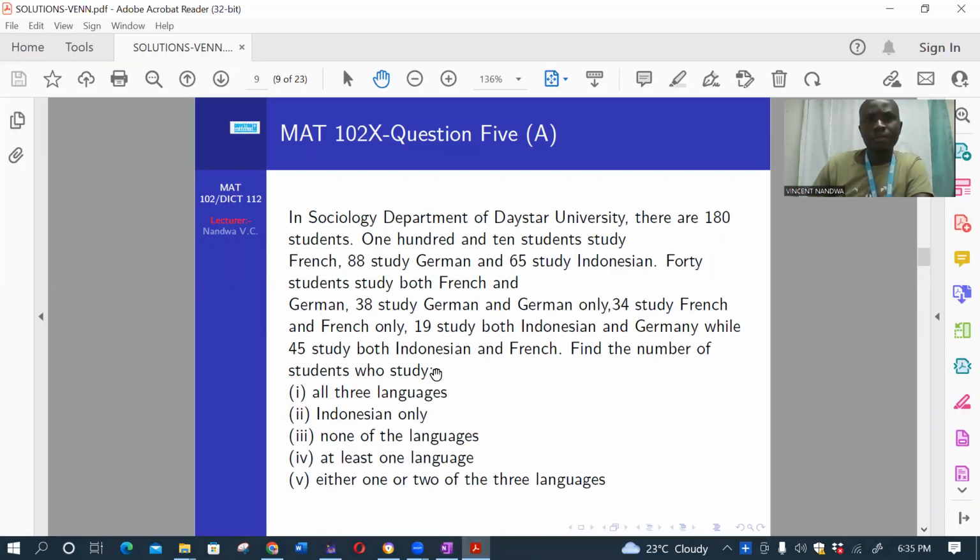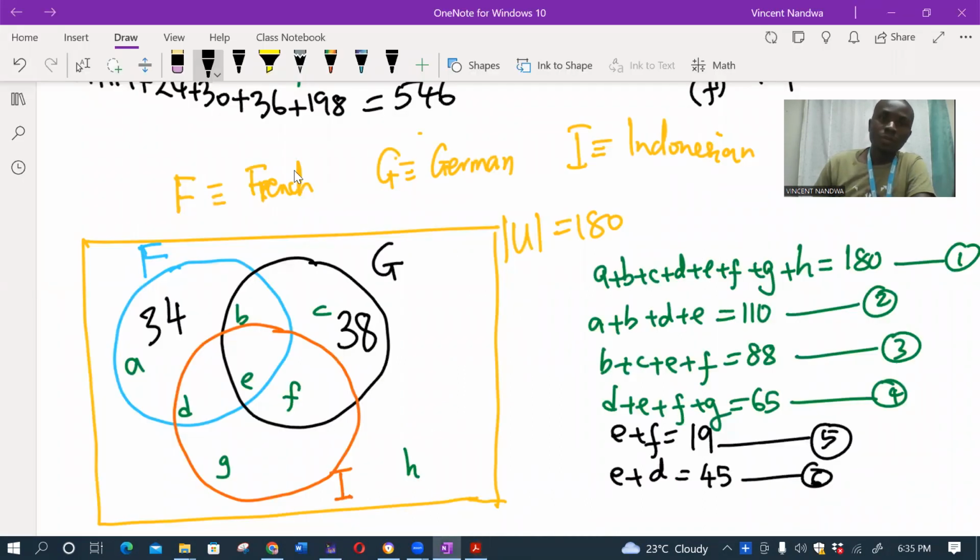And the other information is that 40 students study both French and German. 40 study both French and German. F and G meet at 40. So B plus E is 40. Call this one 7.